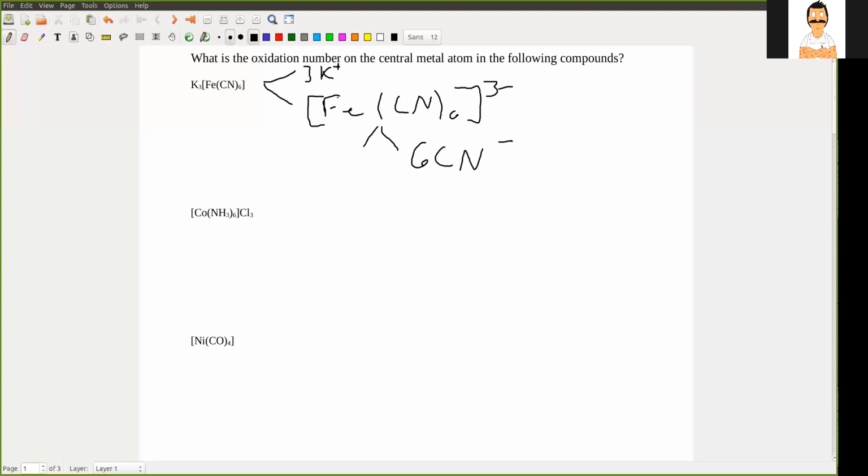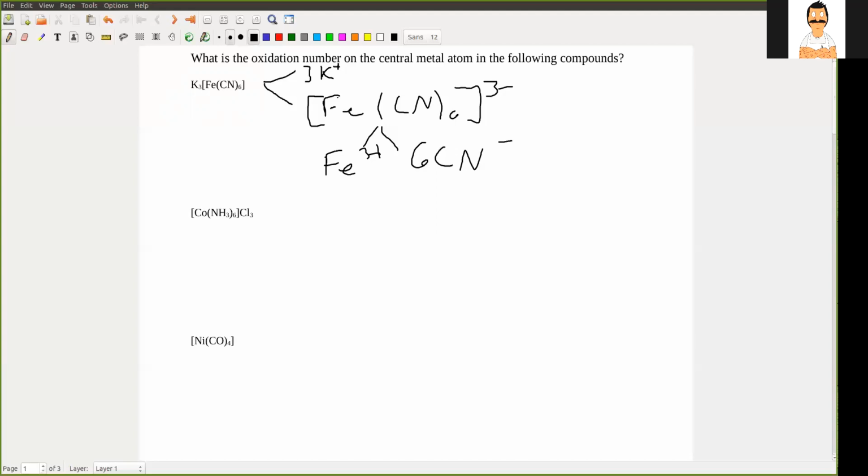And so the overall charge being -3, 6 negative charges are assigned due to the cyanide, which means that our iron has to have a +3 charge, because 3 minus 6 is going to give us -3. And that's what we're looking for, our charge. So the oxidative state on iron is 3, because the oxidative state has to equal the charge on the species.